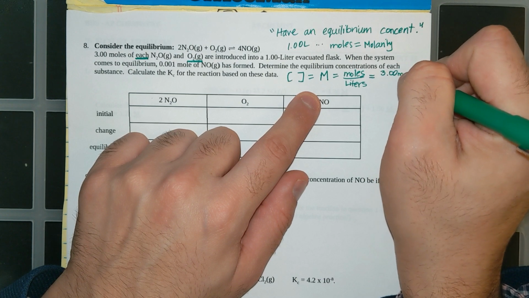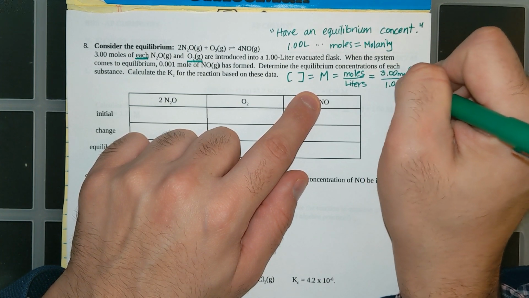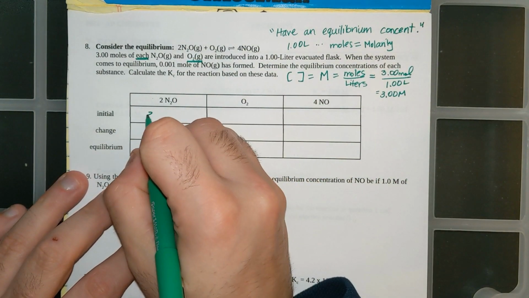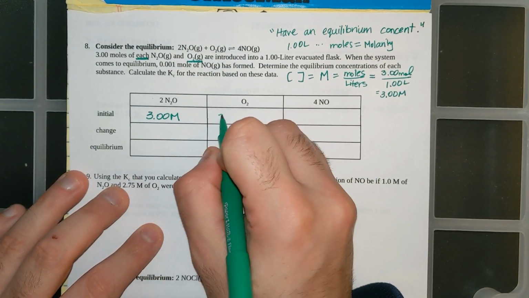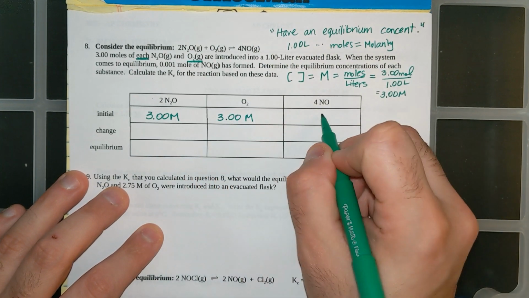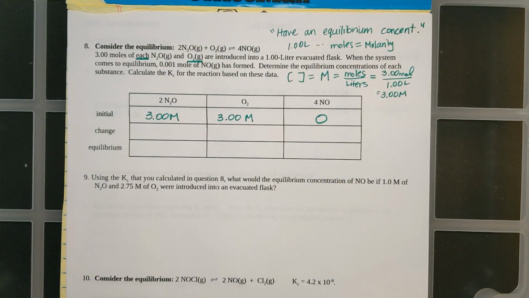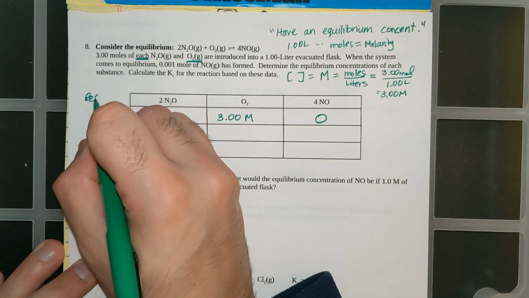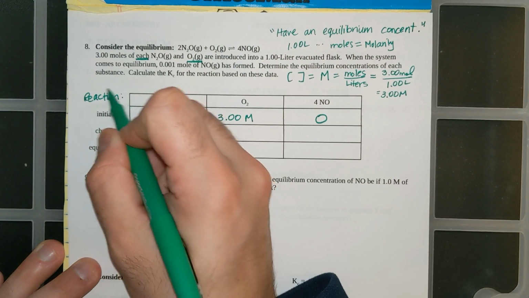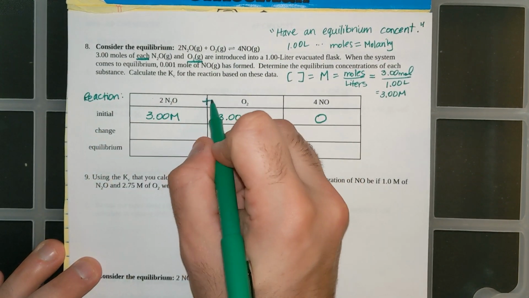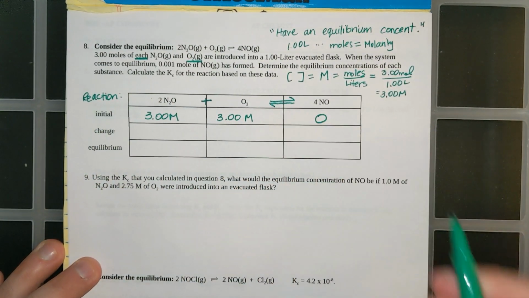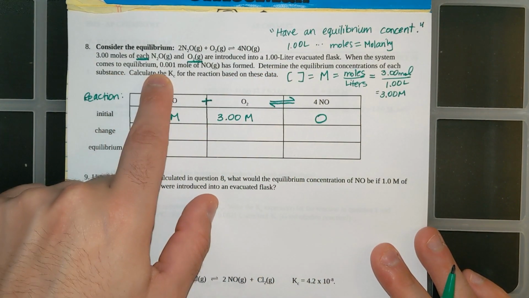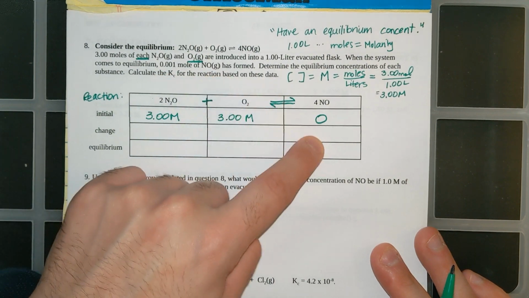Initially, I had 3 moles of each of them in 1 liter. That's equal to 3 molar. So I have 3 molar N2O and 3 molar O2. No initial NO. This is before the reaction. By the way, I have this up here. This is the reaction. Sometimes these are called RICE tables for reaction, initial, change, equilibrium. Initially, I have no product. And then it says later on, the system comes to equilibrium, 0.01 mole of NO has formed.